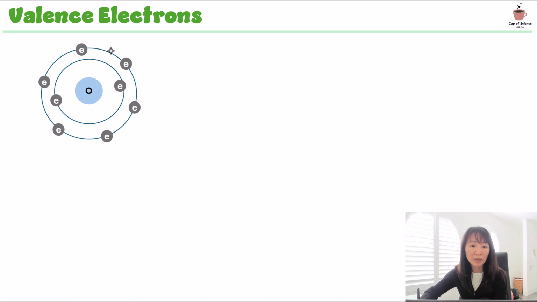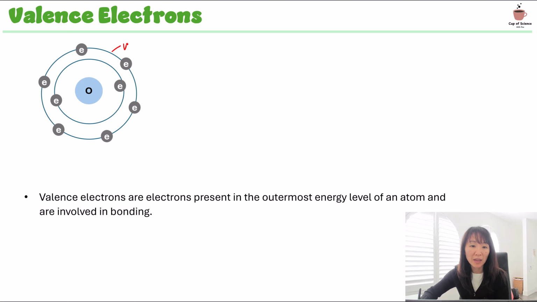So I'm going to label these as valence electrons. Now, not only are they present in the outermost energy level, but they are involved in bonding. Now, more on this in ionic and covalent bond videos.